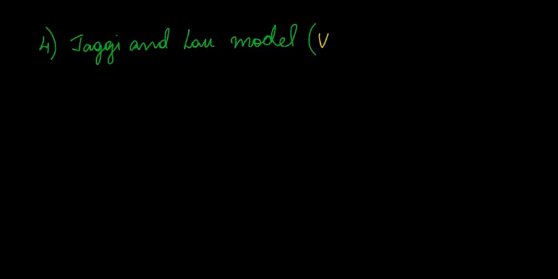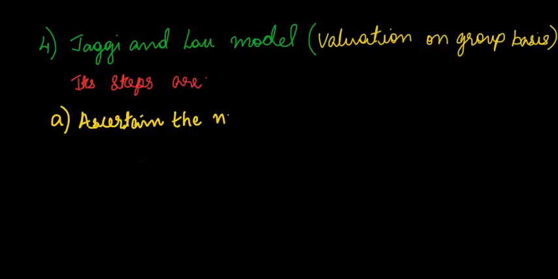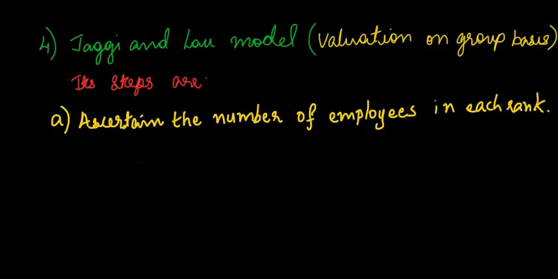The fourth model in economic valuation of human resources is the Jaggi and Lau model, which is otherwise known as the valuation on group basis. According to this model, the value of human resources can be more easily found for a group of employees than for mere individuals. This involves the following steps. 1. Ascertain the number of employees in each rank. 2.